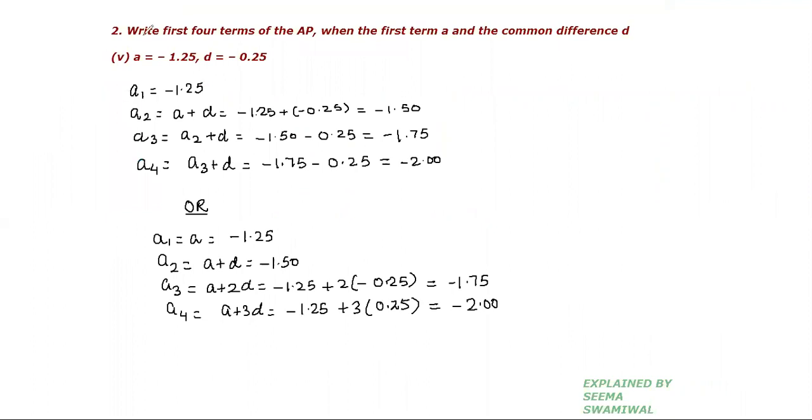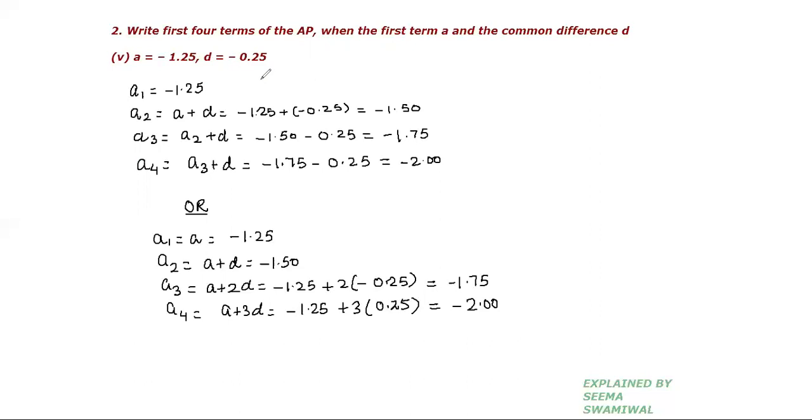Question number 2. In this question, you have to write down the first 4 terms of the AP when the first term A and the common difference are given to you. So A is equal to minus 1.25 and D is given as minus 0.25. You know children, we get the next term of the AP by adding the common difference to the preceding term, as per the definition of AP.